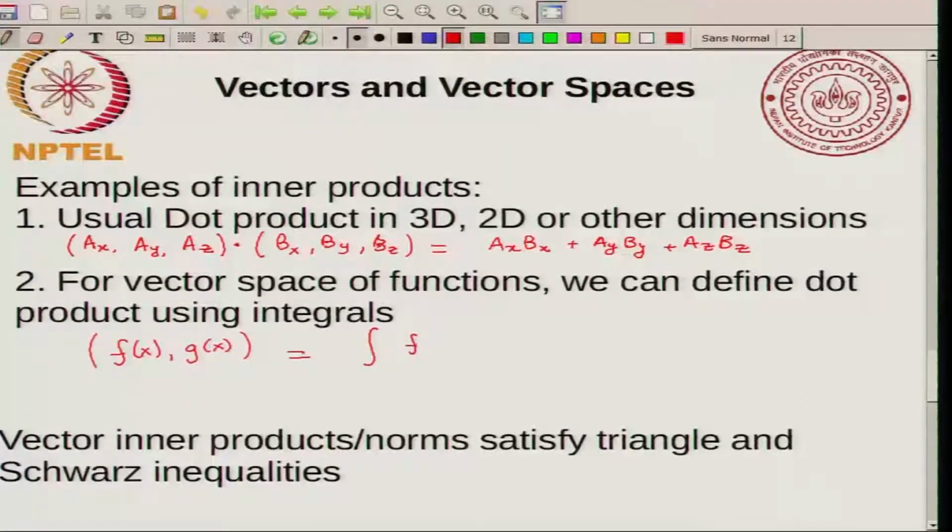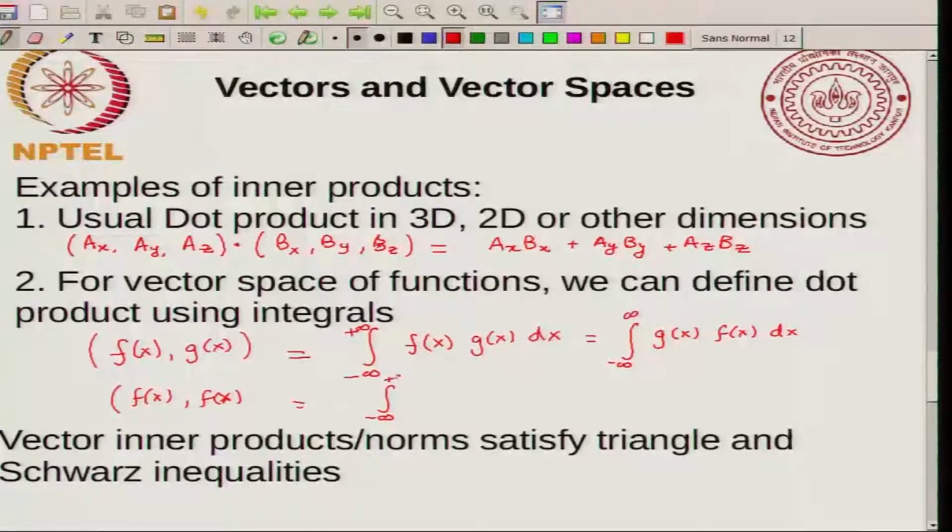So, one way to define it is to say that the integral of f of x, g of x, dx over whatever the range of allowed values of x is. So, x goes usually from minus infinity to plus infinity, then I can define it this way. So, notice that this is equal to integral g of x, f of x, dx. Okay. And also we notice that f of x comma f of x is equal to the integral from minus infinity to plus infinity of f of x square dx, which is greater than or equal to 0. So, since square of a function has to be greater than or equal to 0, the integral of square of the function has to be greater than or equal to 0. Okay. In fact, it is 0 only when f of x is 0. Okay. So, this is a valid definition of an inner product for a space of functions.